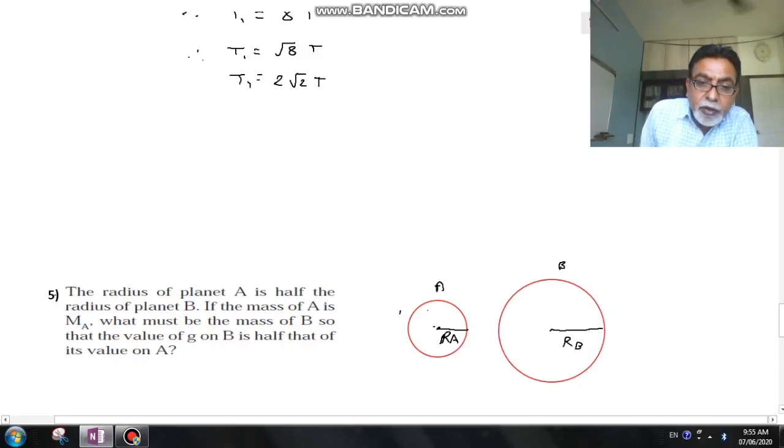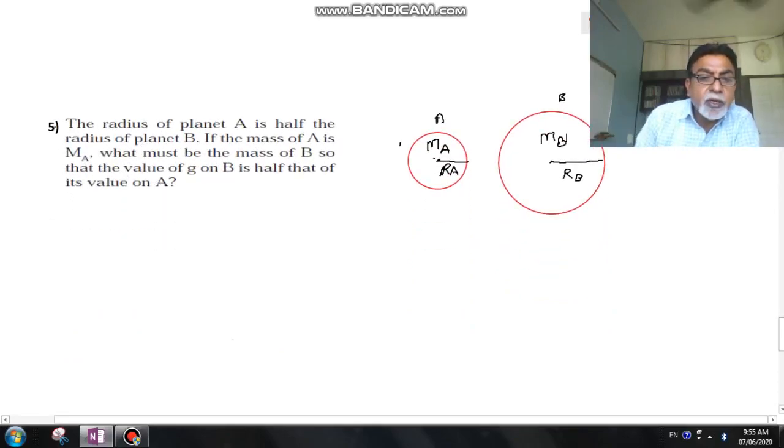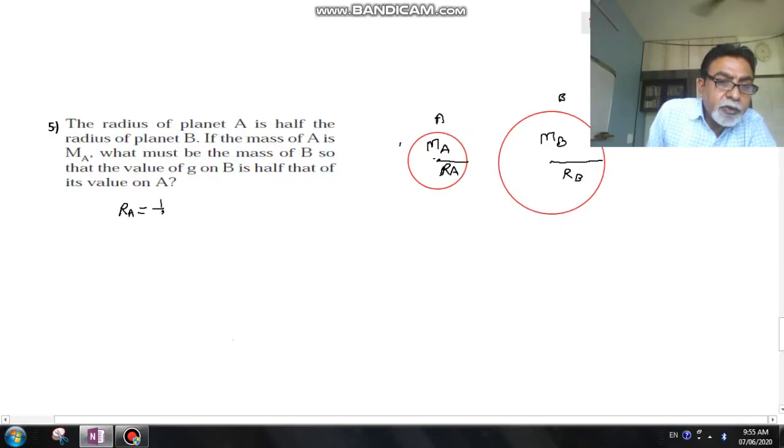Mass of planet A we will call MA. Mass of planet B we will call what? MB. Okay, so what is given to us? Radius of planet A is equal to half the radius of planet B, and therefore from this we can say that radius of planet B is equal to twice the radius of planet A. It is simple. आपल्याला लागणार म्हणून घेतोय, बाकी काहीच नाही.